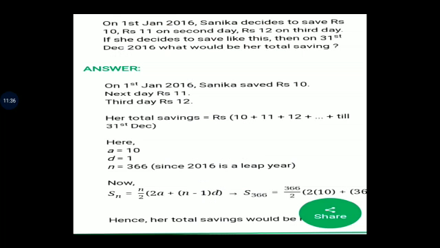Now see what is the question given here. On 1st Jan 2016, Sanika decides to save rupees 10, rupees 11 on the second day, rupees 12 on the third day. If she decides to save like this, then on 31st December 2016, what would be her total saving? Like the previous question, the same question has been repeated. So solve it likewise and copy down in your notebooks.